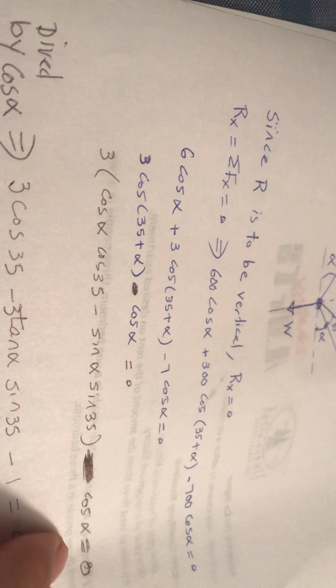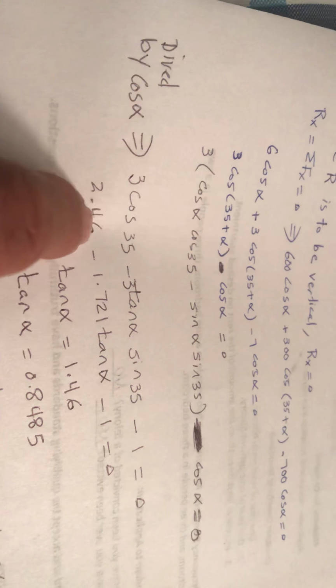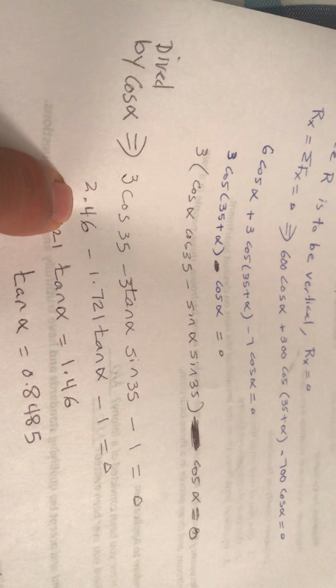Now, let's divide by cosine alpha. If you divide by cosine, it will be 3 cosine 35, minus 3 tan alpha sine 35, because sine over cosine is tan, and minus cosine over cosine, that's minus 1, equal to 0. Now cosine 35 we just put in the calculator, times 3, and minus 3 sine 35 is minus 1.72 tan alpha, minus 1.